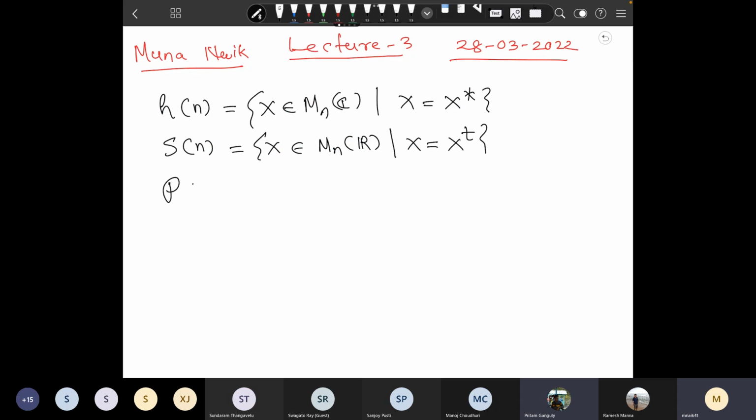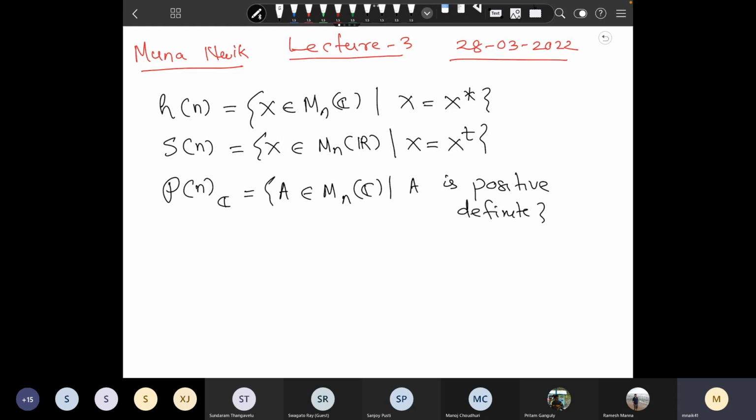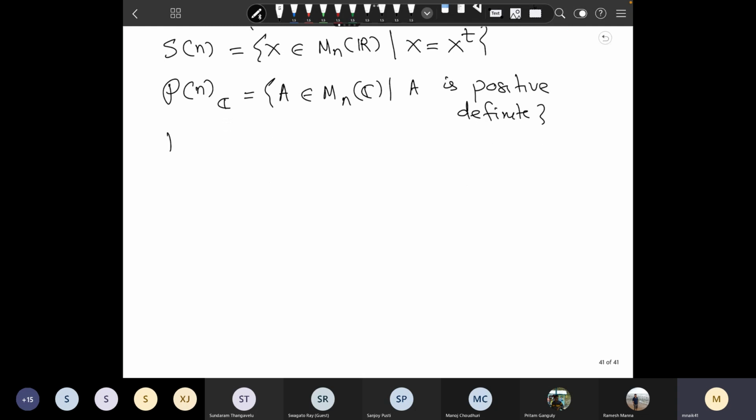Okay, so this is P_n(C), the set of A belonging to M_n(C) so that A is positive definite. Similarly, P_n(R) is the set of A belonging to M_n(R) so that A is positive definite.